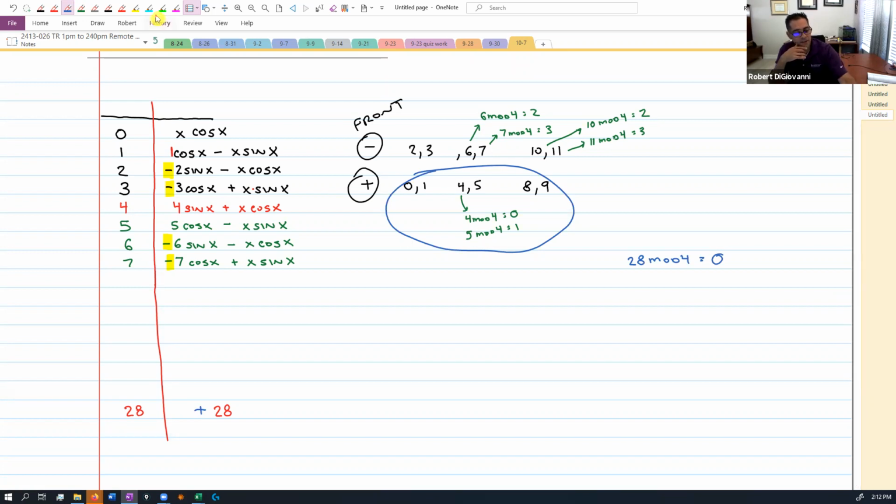Now, what about this part? Cosine, sine, cosine, sine, cosine, sine. Those keep switching, right? So every time it's even, it's sine. Y'all see that? So 28 is even, so I should expect to see a sine here. Sine x.